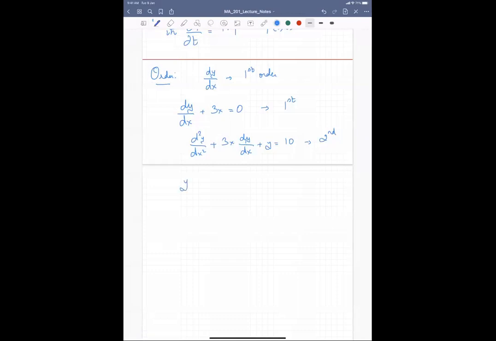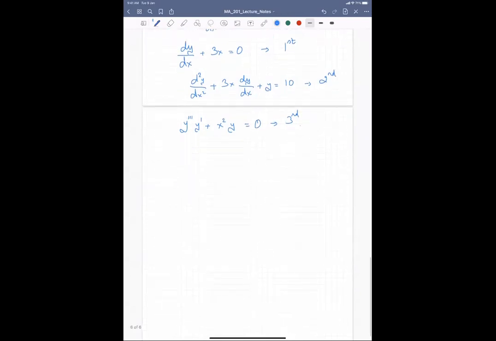I can also write y triple prime plus 3x y prime. I don't know why I like 3x. So cancel this. I don't know, some x square y equal to 0. This is a third order differential equation, so on and so forth. Of course, we will only be studying up to second order differential equations in this course. It so happens that most of nature involves only second order differential equations. I'm not sure there is a deep reason for it.